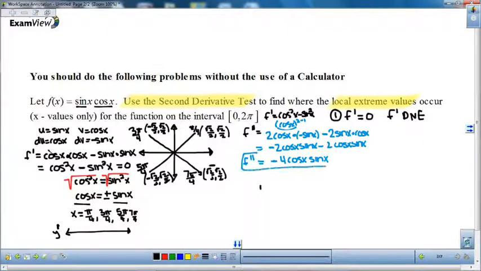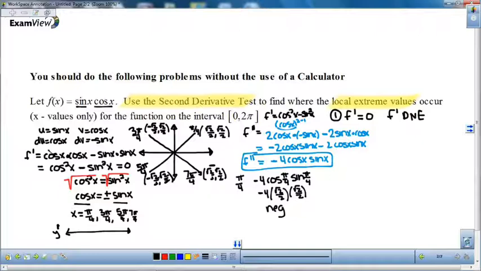So I'm going to use this as my second derivative test. What I'm going to do is substitute each of my critical points into my second derivative. I'm going to start with pi over 4. So I'm going to have negative 4 times cosine of pi over 4 sine of pi over 4. Well, this is going to be negative 4 times the square root of 2 over 2 times the square root of 2 over 2. So this is going to give me a negative number.